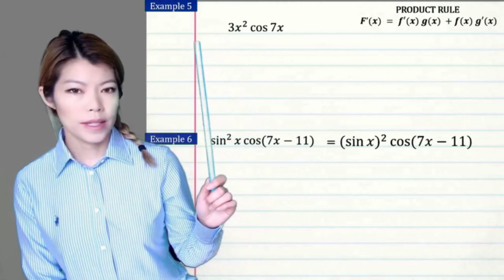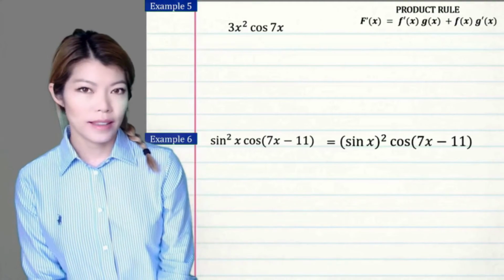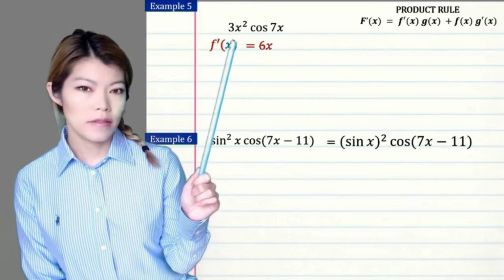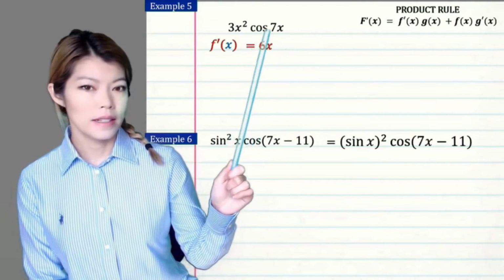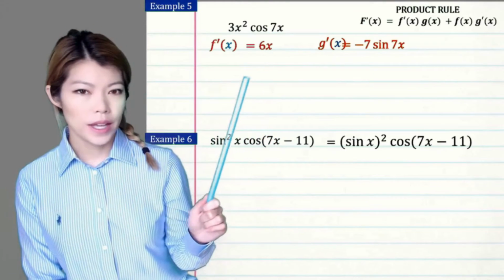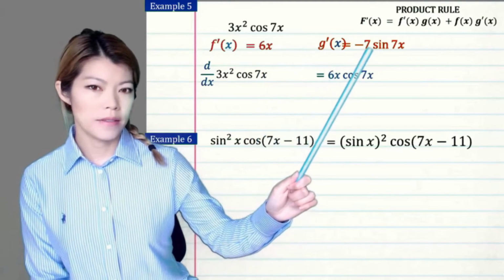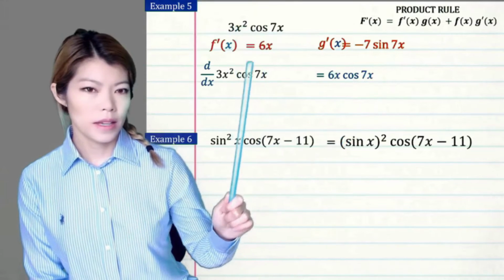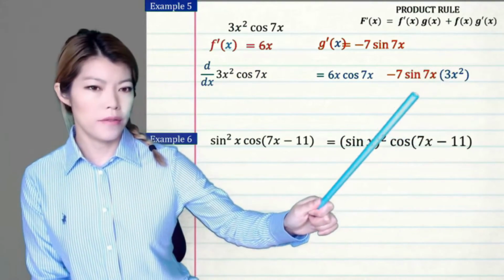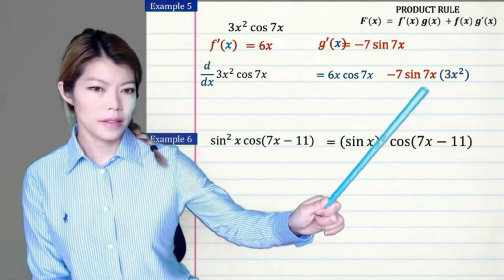Here we have 2 examples. You can pause the video and try them out yourself, and then unpause to check the answers. So the derivative of the first part is 6x, and the derivative of cos is negative 7 sine x. Now putting it all together, we have 6x times cos 7x, and we have negative 7 sine 7x times 3x squared. I'm putting the brackets there, but you can always put the 3x squared at the front so that you don't mistake the 3x squared for something inside the sine.